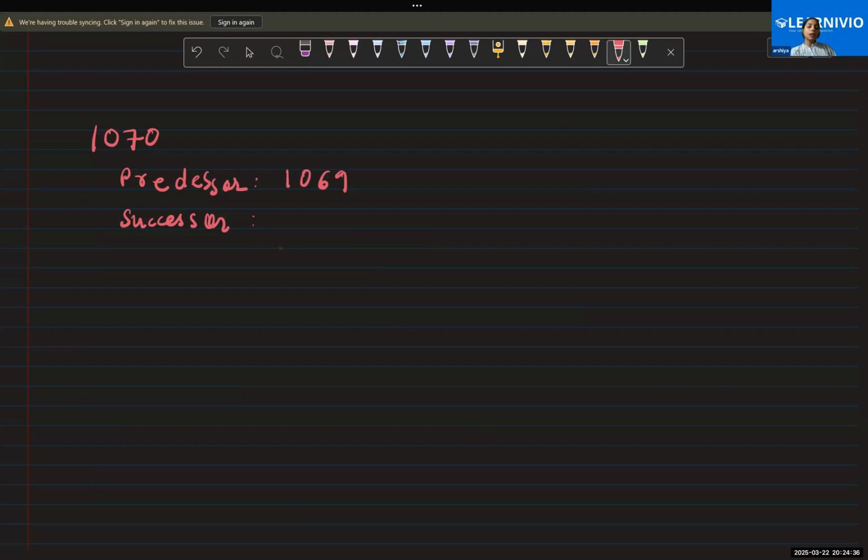Like the successor. The next one is... No. The successor of this number. We have to write both, the predecessor and the successor both. So what is the successor here?